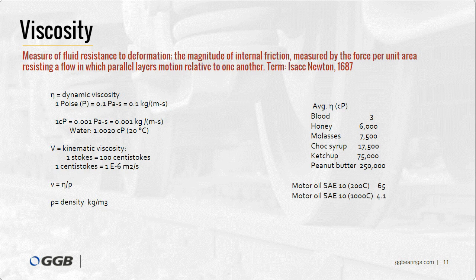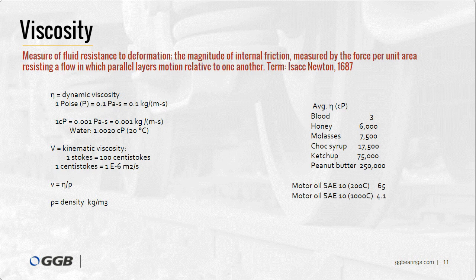Our blood is a little bit more viscous than water at a viscosity of 3. Honey gets all the way up to 6,000. Typically, molasses 7,500. Chocolate syrup and ketchup continue to go up the scale. And peanut butter, you can see there, is about 250,000 centipoise. What might be interesting to some is that here's SAE 10 oil. And we're going to talk a little bit about what that SAE scale means in just a minute.